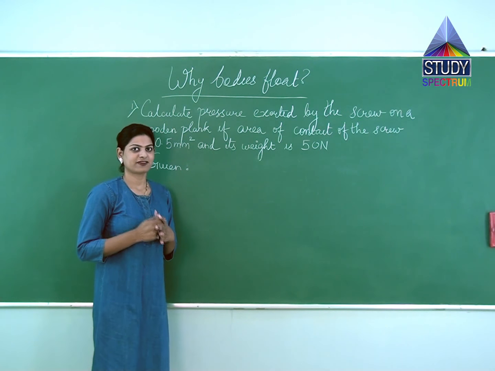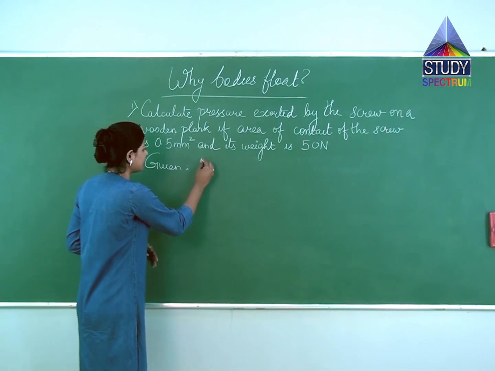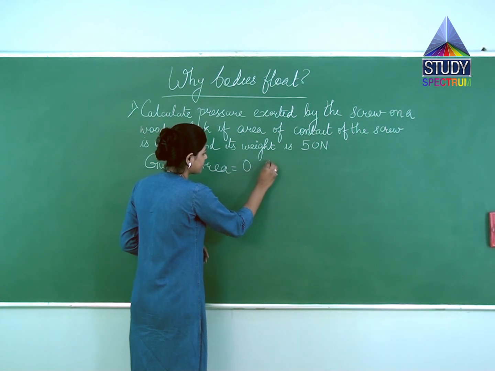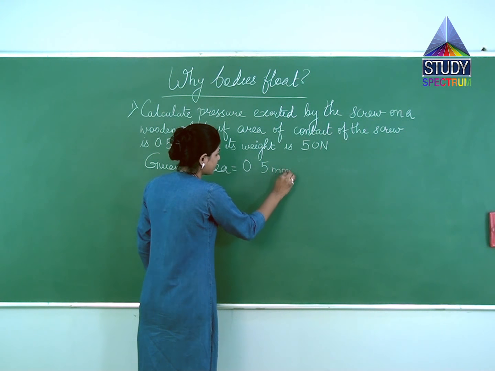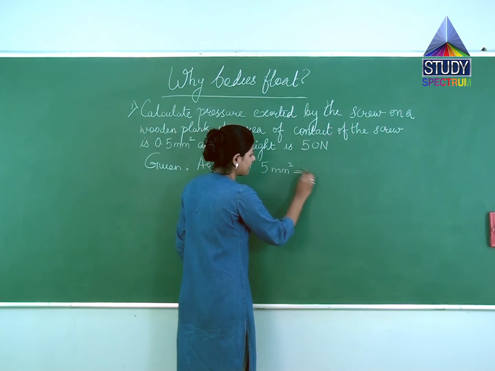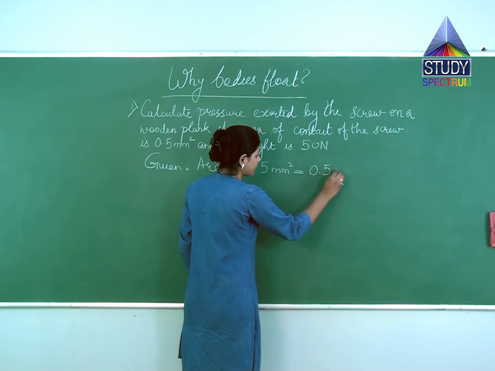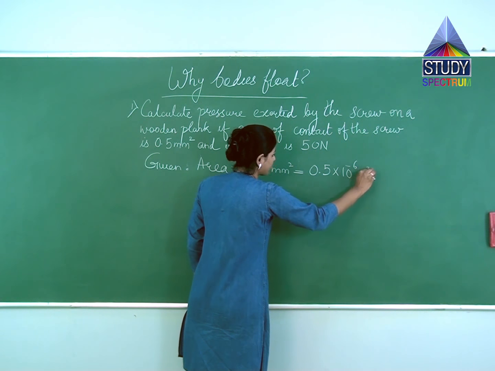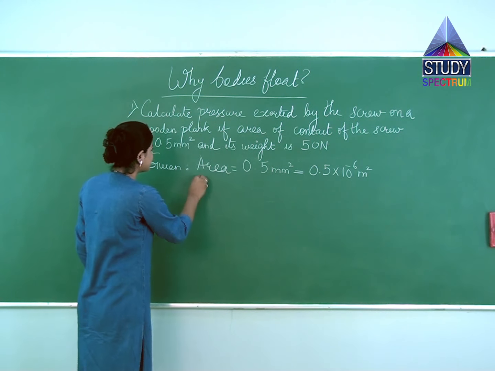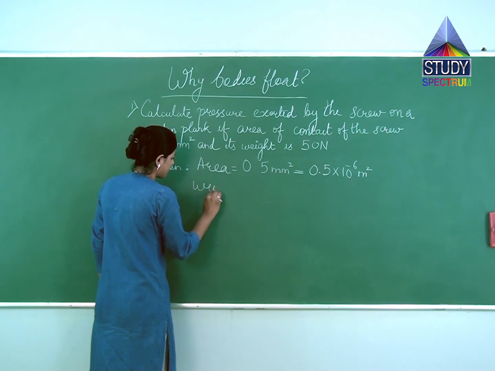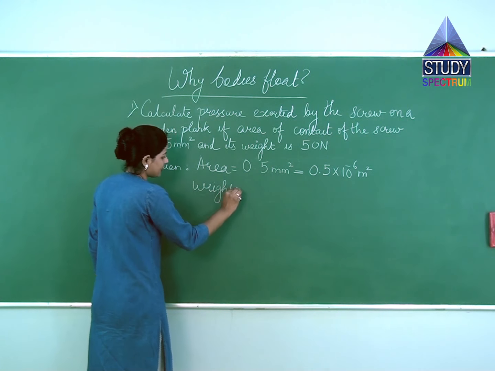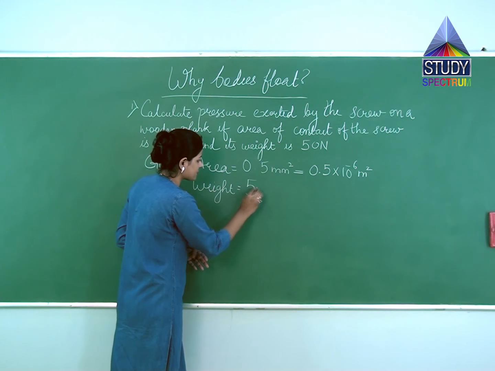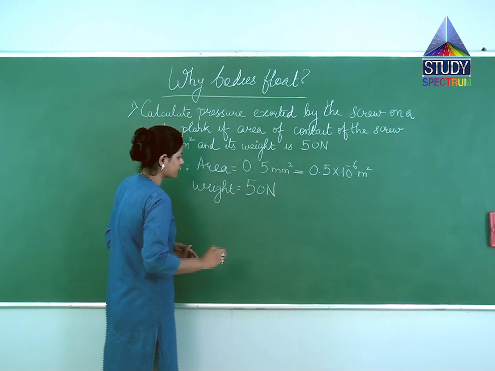So let us just first start noting down the given data. The very first given data is area, which is 0.5 mm square. On converting this, we get 0.5 into 10 raised to minus 6 meter square. Then the next data given is weight. Weight is actually the force exerted on a body due to gravity. So we write it in terms of force, that is 50 Newton.